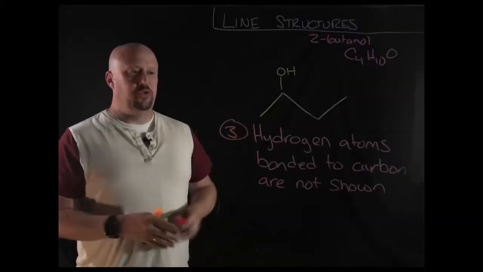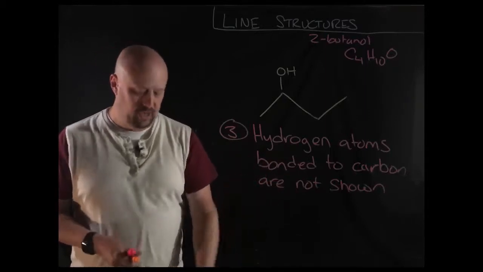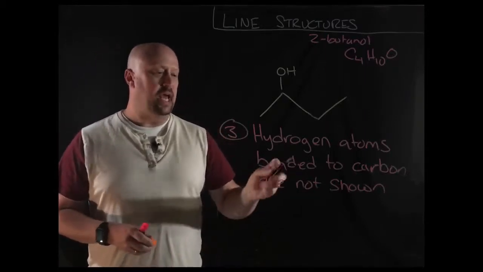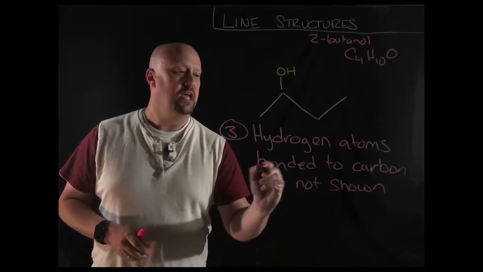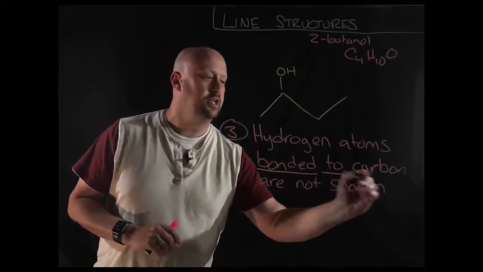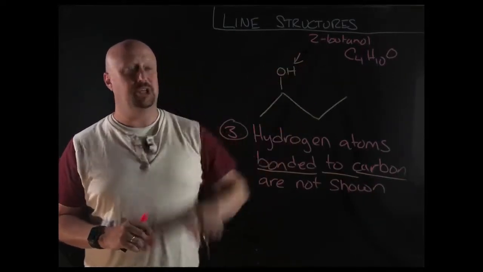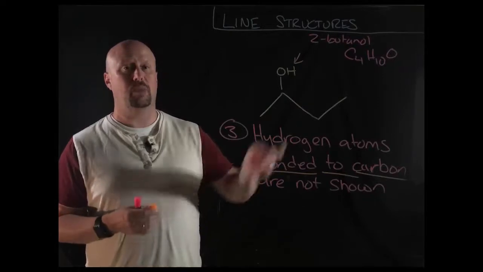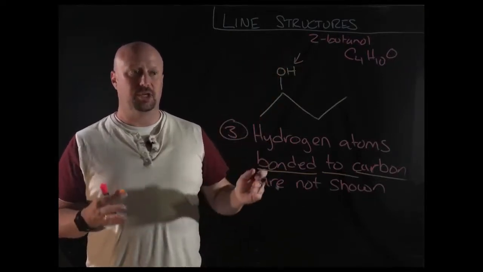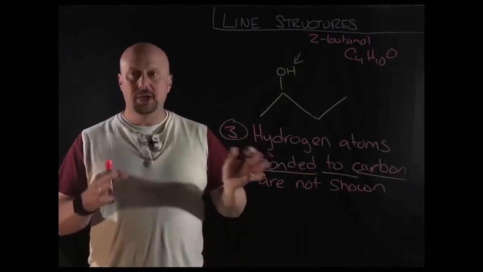Okay, so rule 3: hydrogen atoms bonded to the carbons are not shown. Now, here's what's important here. It is absolutely vital that you recognize that it's not all hydrogen atoms, it's hydrogen atoms bonded directly to carbon. So for instance, this hydrogen has to be shown. Why? Because it's not bonded to a carbon, it's bonded to an oxygen, so we're still going to show that. But the hydrogen atoms that are bonded to the carbons are understood to be there.